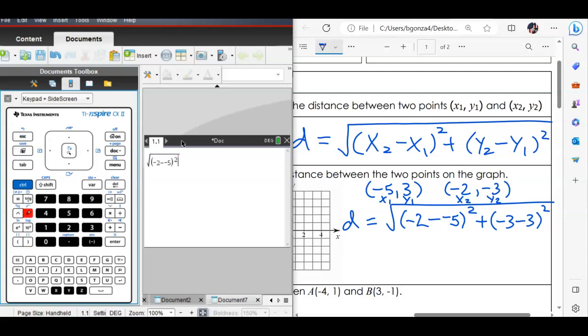Okay. Now right here, do not go to the right. Don't do anything weird. Just keep typing the plus sign because that square root needs to keep going. Okay, plus sign, parentheses, negative sign 3, minus sign 3, parentheses, square.